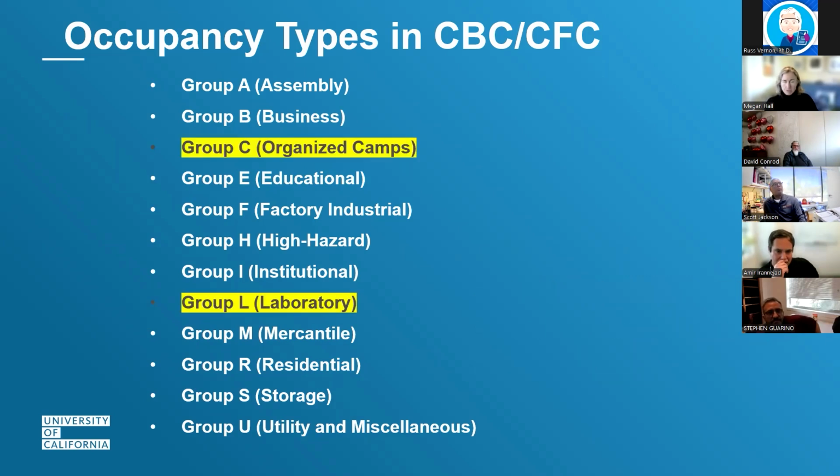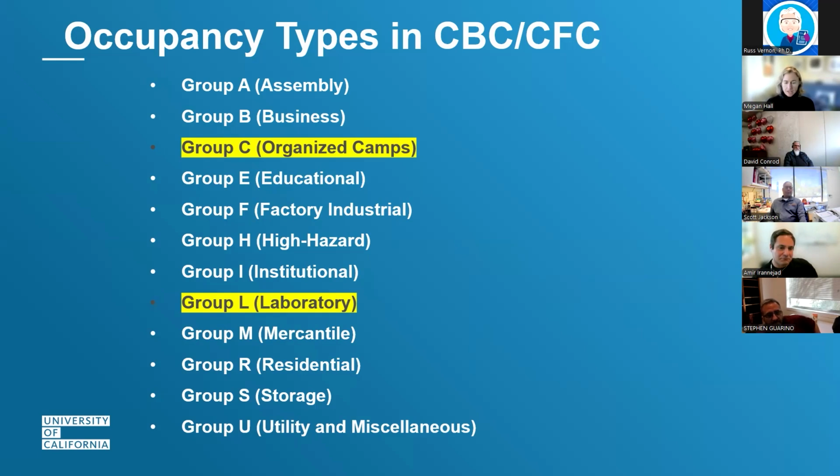I just want to point out that these two occupancies, Group C and Group L, are only in California. This is important for Group L because you may get designers and architects from national firms coming in and designing your lab buildings, and they apply the International Fire Code Chapter 38, which is on higher education laboratories. California does not adopt Chapter 38. We have our own Group L laboratory occupancy, which is different from that Chapter 38.